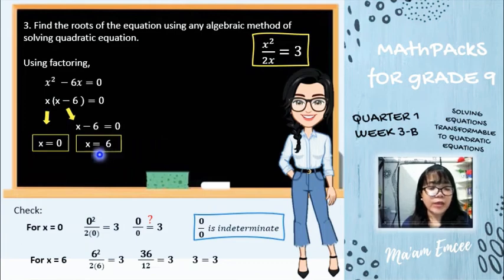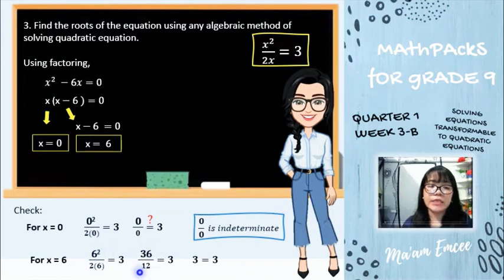Now let's try the other solution, x is equal to 6. So we substitute again the value of our x, which is 6, into our equation. So x squared became 6 squared. 2x became 2 times 6, and that will be equal to 3. 6 squared is 36.